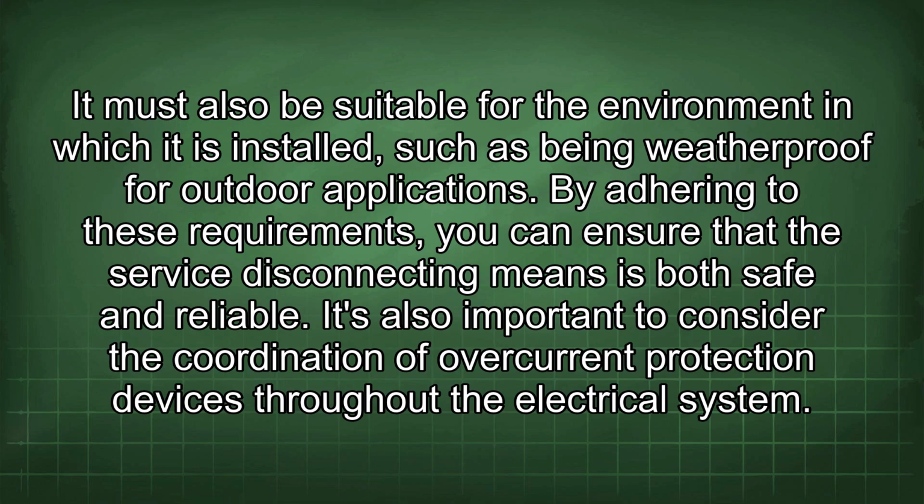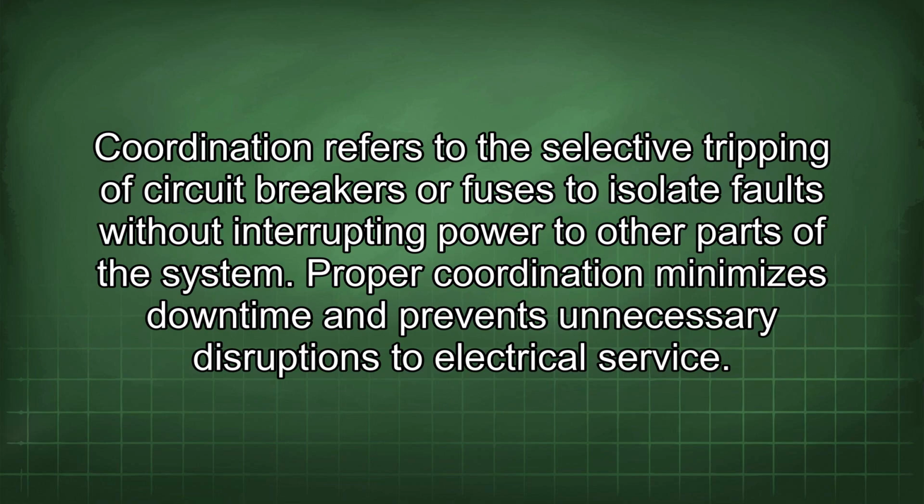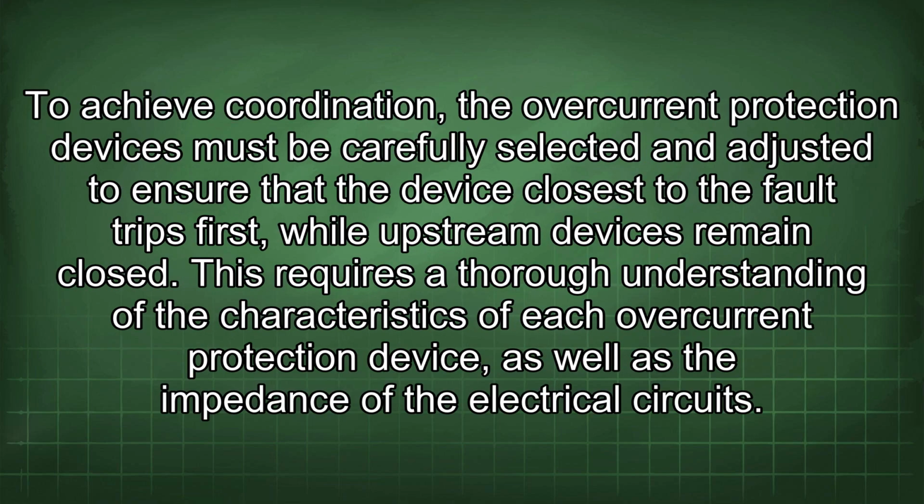It's also important to consider the coordination of overcurrent protection devices throughout the electrical system. Coordination refers to the selective tripping of circuit breakers or fuses to isolate faults without interrupting power to other parts of the system. Proper coordination minimizes downtime and prevents unnecessary disruptions to electrical service. To achieve coordination, the overcurrent protection devices must be carefully selected and adjusted to ensure that the device closest to the fault trips first, while upstream devices remain closed.